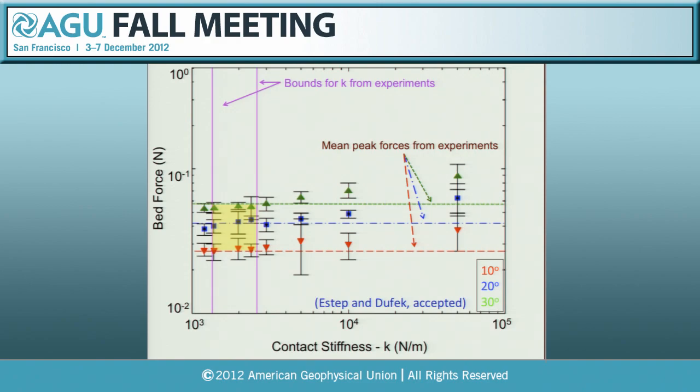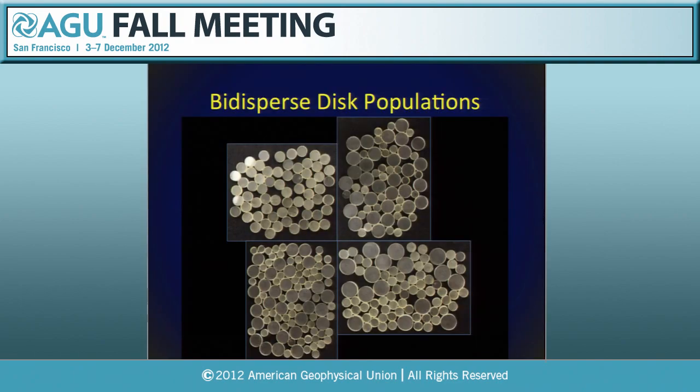Another thing to point out is that as this contact stiffness parameter increases, we see a corresponding increase in bed forces, and also, as we observed in the experimental data, a higher inclination corresponds to a higher peak bed force due to the force chain activity.